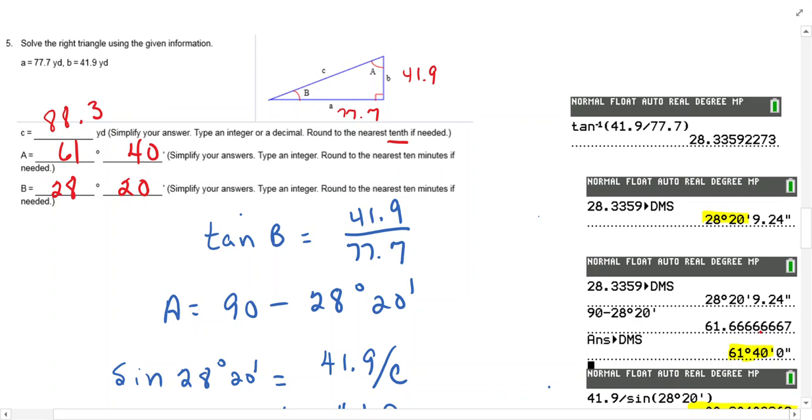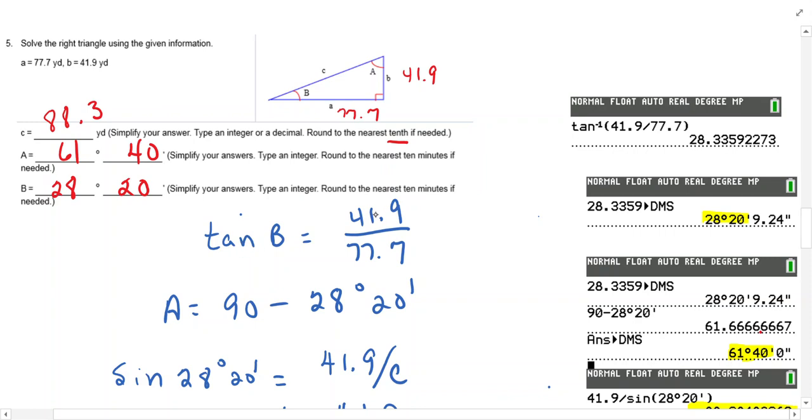So for number 5, it's a little bit different. So we've got a little bit different things to do. They have given us 2 sides, but none of the other angles besides the right angle. So that's a little different. So what we want to think about to find angle B, that tangent is opposite over adjacent. So we can use these two numbers.